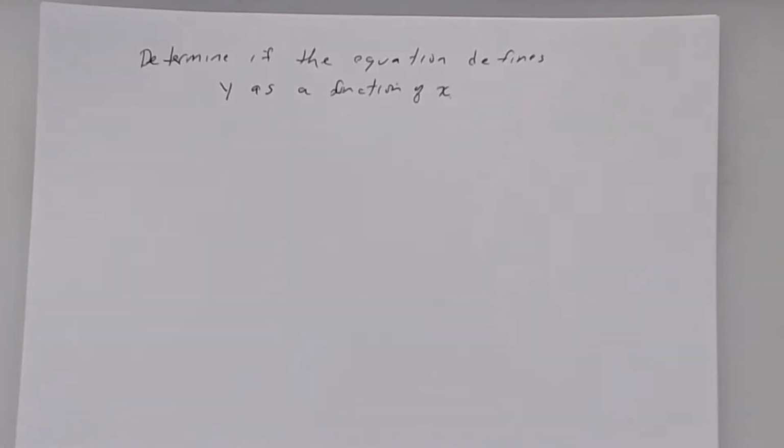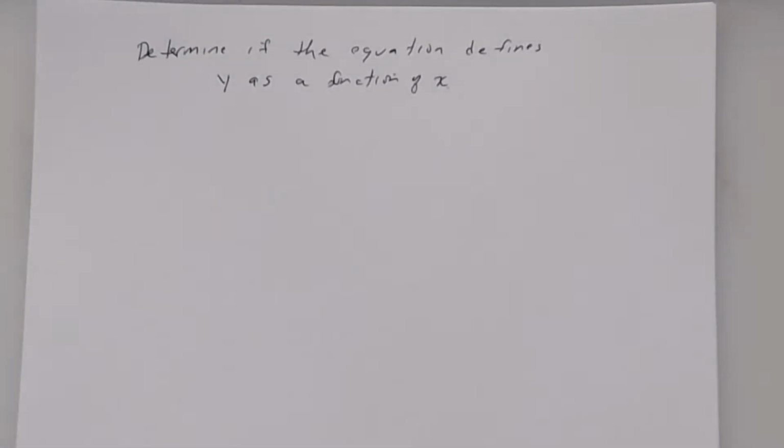Okay, so basically what's going to happen in this case is you're going to be given an equation of a relation, and you have to determine whether it represents a function or not. Okay? And notice the way it's written, it says determine if the equation defines y as a function of x. So what you want to do is try and get y by itself, if possible.